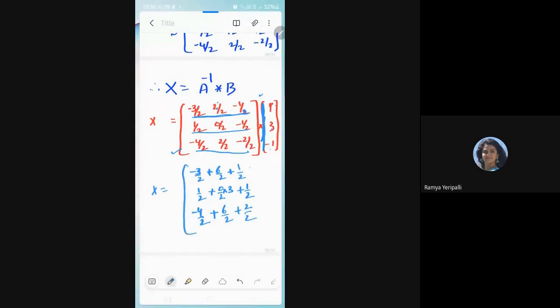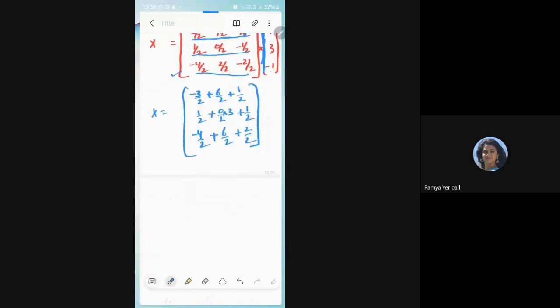Now we observe the above X. All the denominators are the same, so numerators can be added. Minus 3 plus 6 plus 1, 7 minus 3, is 4 by 2. Second, again all the denominators are the same: 1 plus 0 plus 1 is 2, so 2 by 2. Next, here also all denominators are equal: the result is 4 by 2.